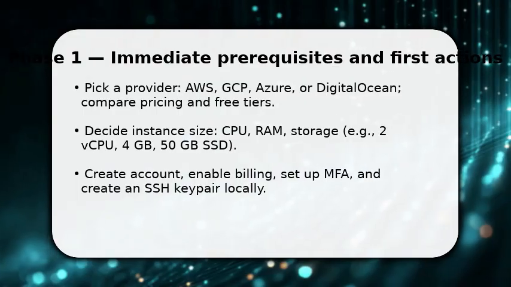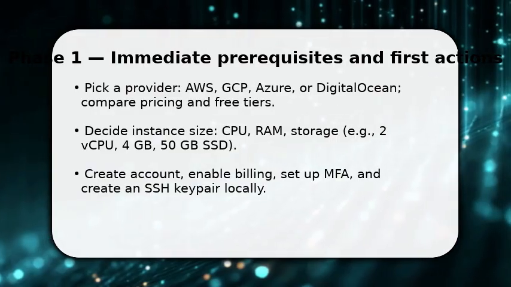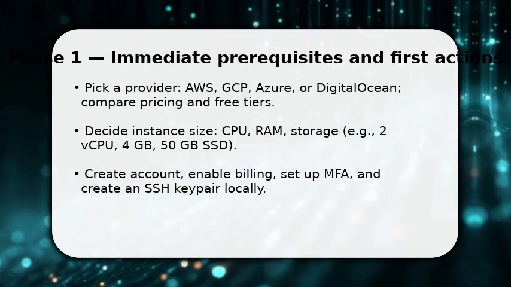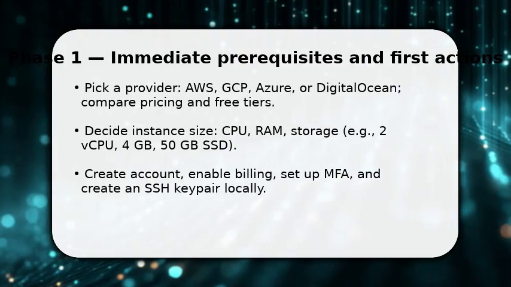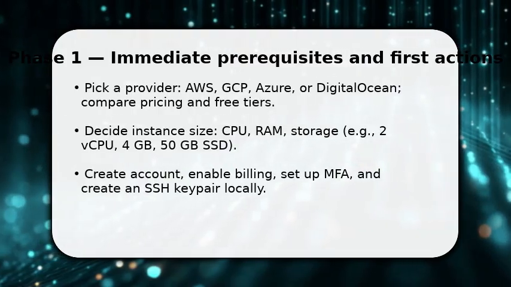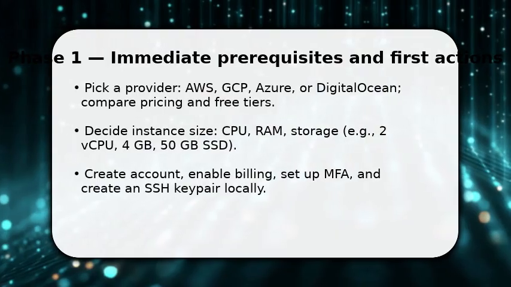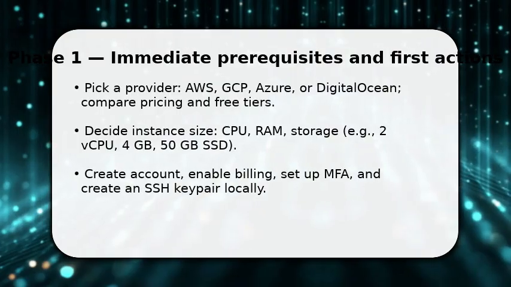You start by selecting a cloud provider and instance size because that shapes cost and performance. Create your account and enable billing, then set up multi-factor authentication so access is secure. Generate an SSH key pair on your machine and copy the public key into the cloud console. This avoids password logins. Once done, choose an image, a lightweight Linux distro, or an image with pre-installed stacks.